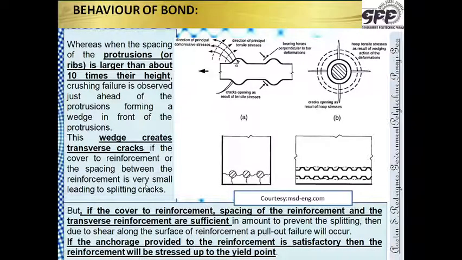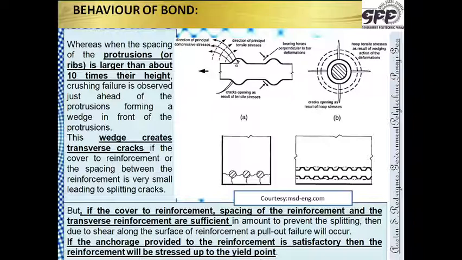Now note one important fact which all the structural engineers as well as site engineers should understand. If the cover to the reinforcement, spacing of the reinforcement and the transverse reinforcement, that is the shear stirrups, are sufficient in amount to prevent the splitting, then splitting due to shear is avoided, and a pull-out failure will occur along the surface of the reinforcement. If the anchorage provided to the reinforcement is satisfactory, then the reinforcement will be stressed up to the yield point.